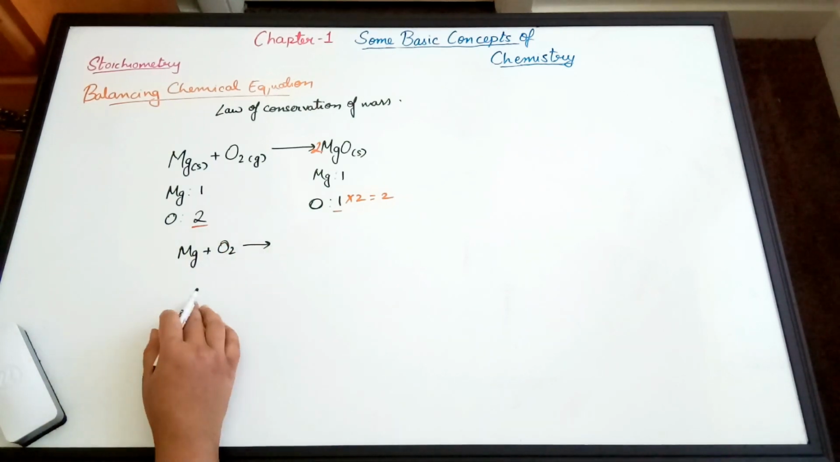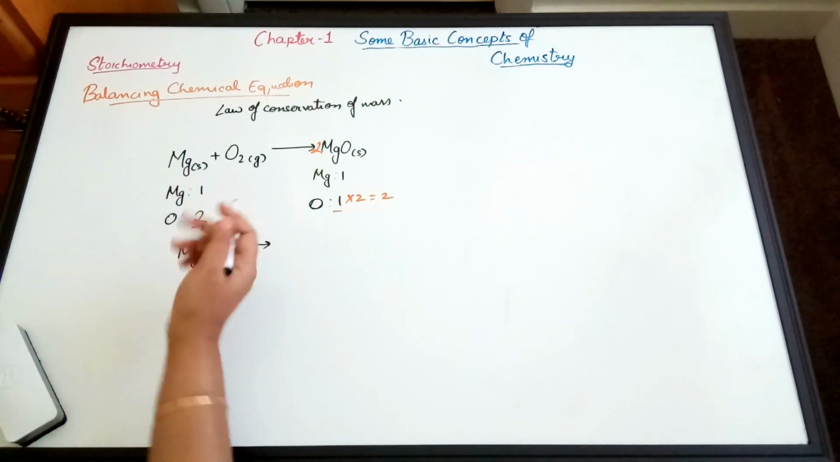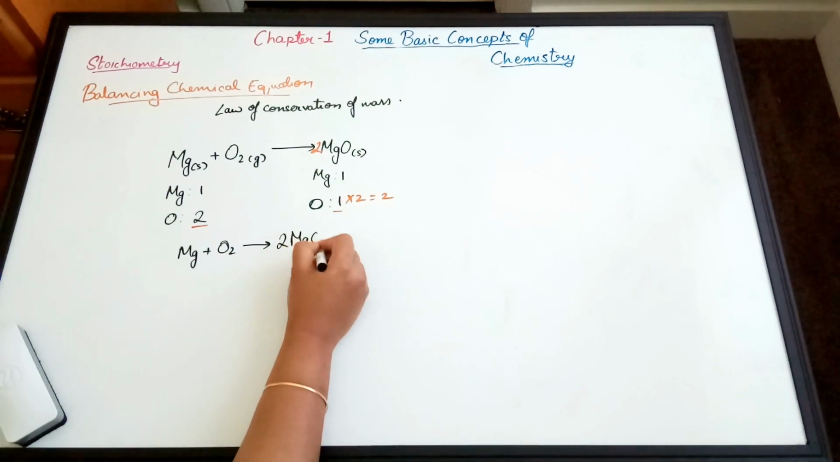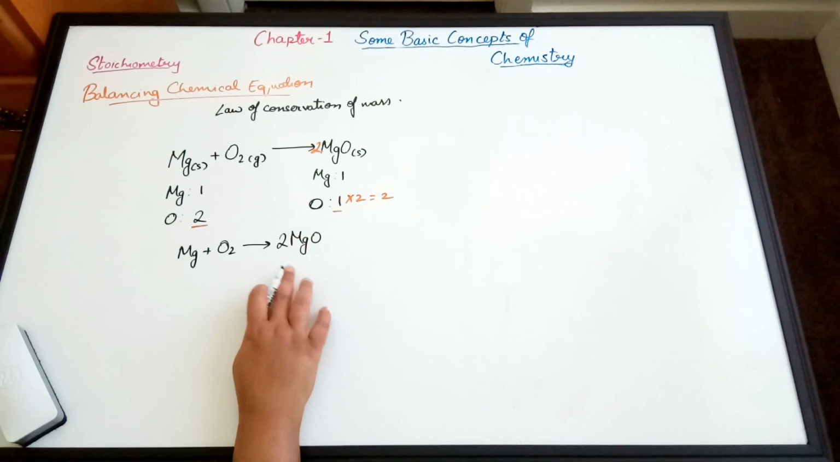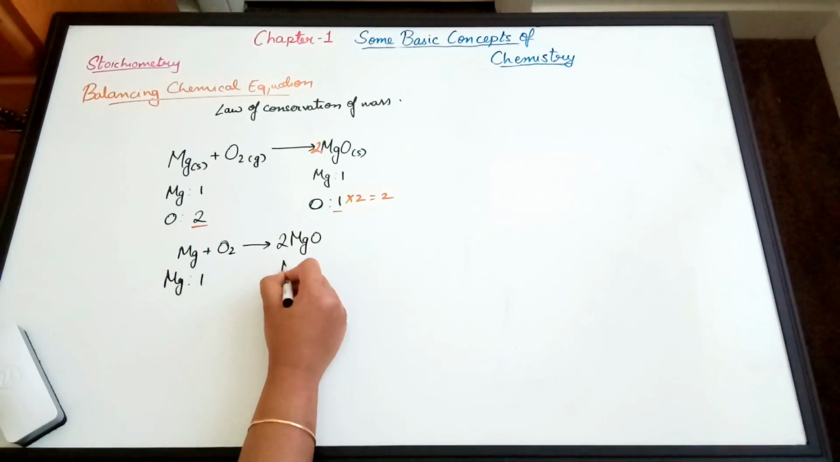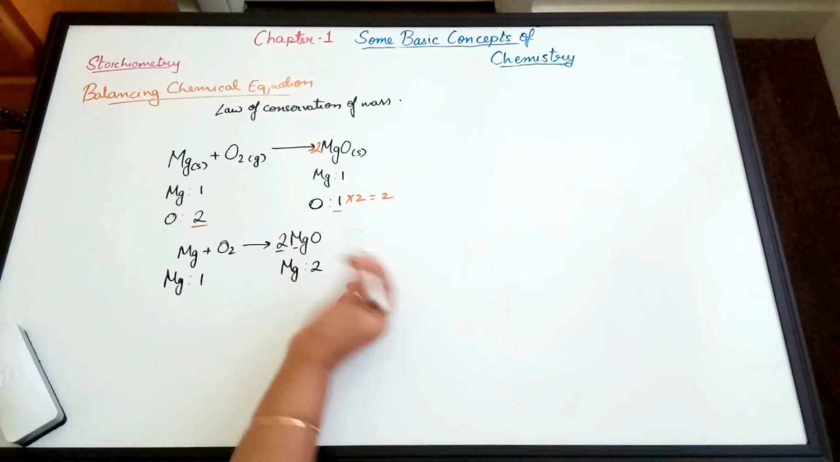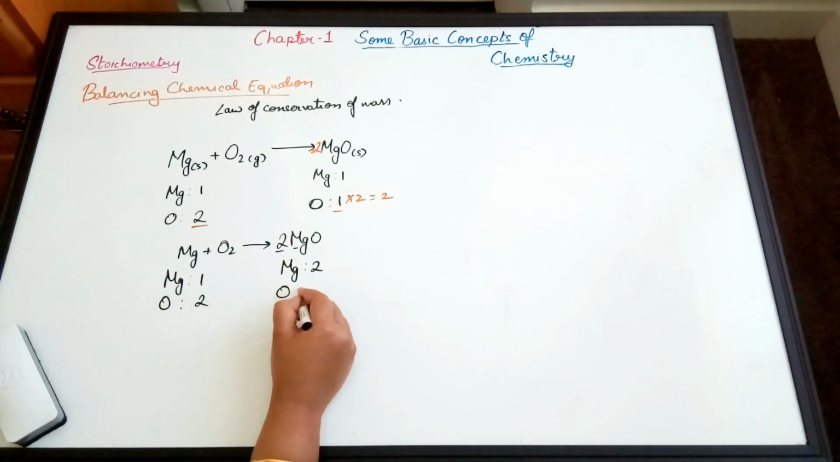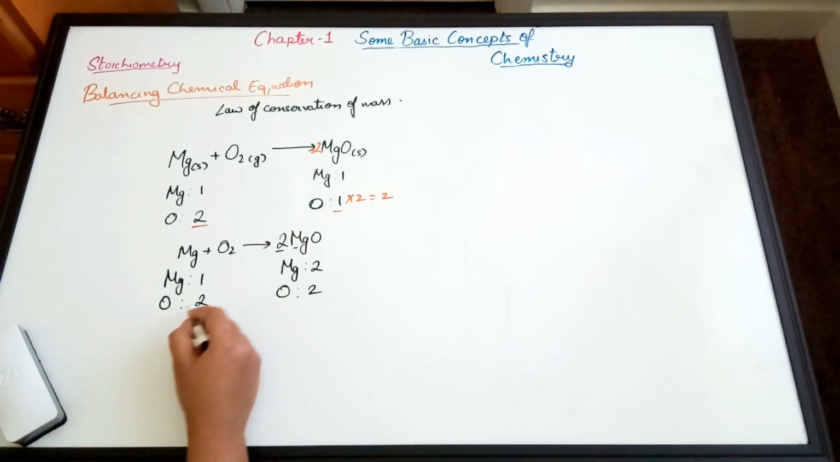I mean, for simplicity, I'm not writing the individual states, but you should, it's better that you do. But right now, let's focus on the elements. Here you have magnesium, 1. Here magnesium, however, has 2 atoms, because 2 is applicable to the magnesium as well. And this oxygen is balanced. So no issues, this is done.